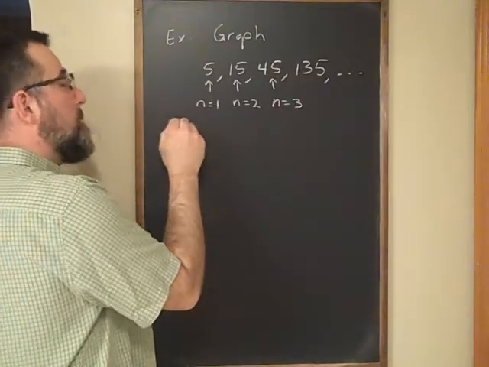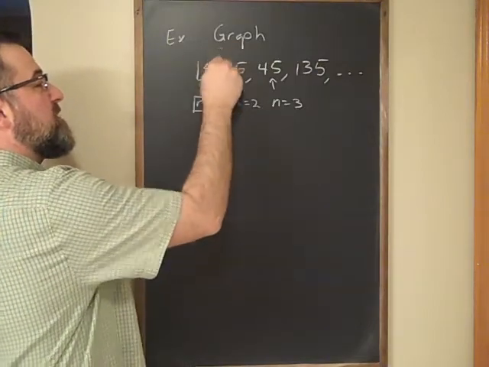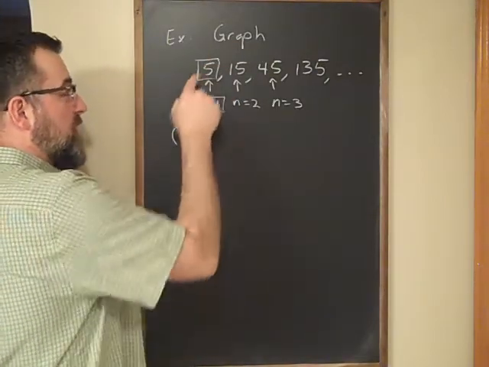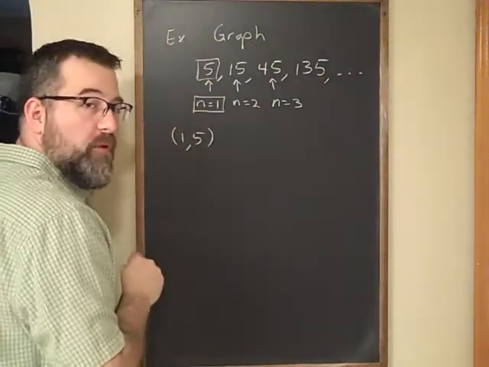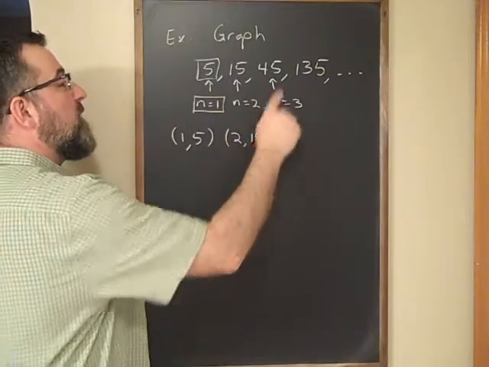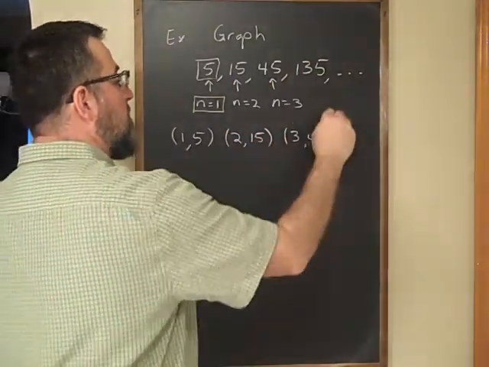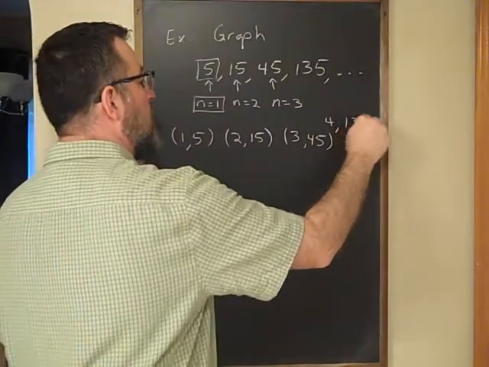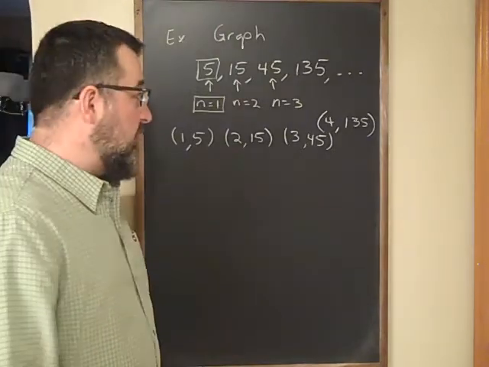So these make points, where this is considered to be our input, this is considered to be our output, so that first term of 5 is really associated with the point (1, 5). This would be (2, 15), this is going to be (3, 45), and that's going to be (4, 135). And that's what we end up plotting.